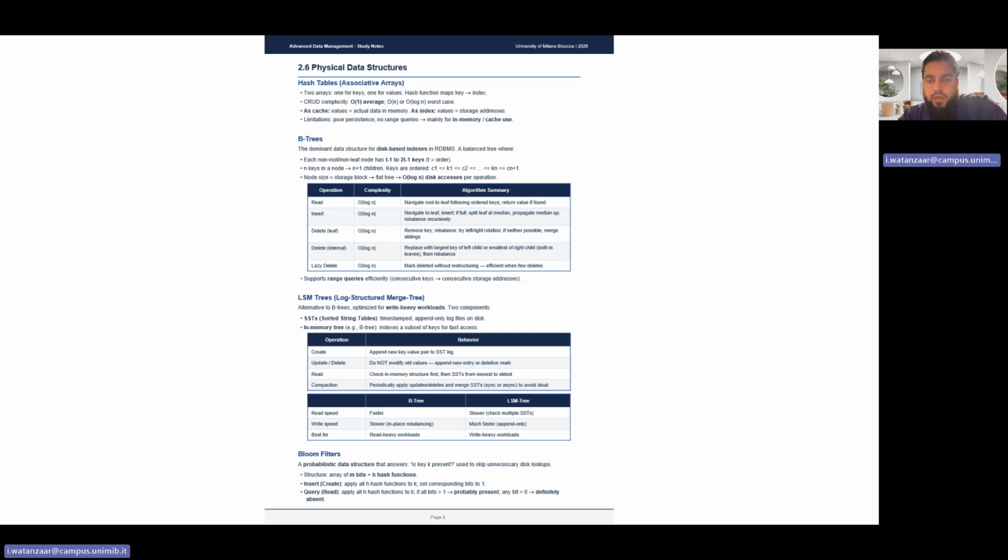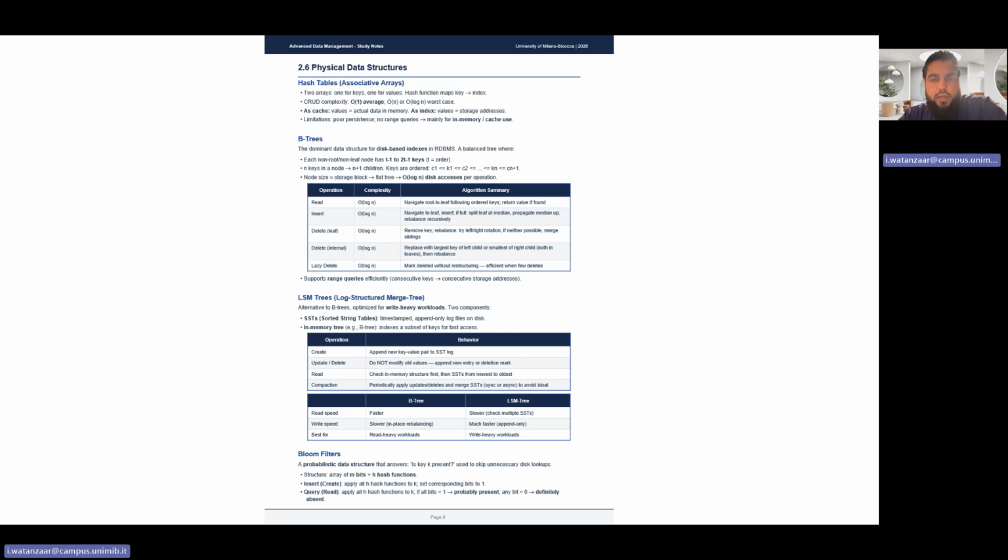Actually, LSM works by integrating B trees. B trees are used in the in-memory tree for fast indexing. When deleting or updating, we do not modify old values, only append a new entry or deletion mark. For read operations, check the in-memory structure first, then the SSTs, sorted string tables, from newest to oldest. So this is the idea. And compaction periodically applies updates and deletes and merges SSTs, synchronously or asynchronously, to avoid the blocking.